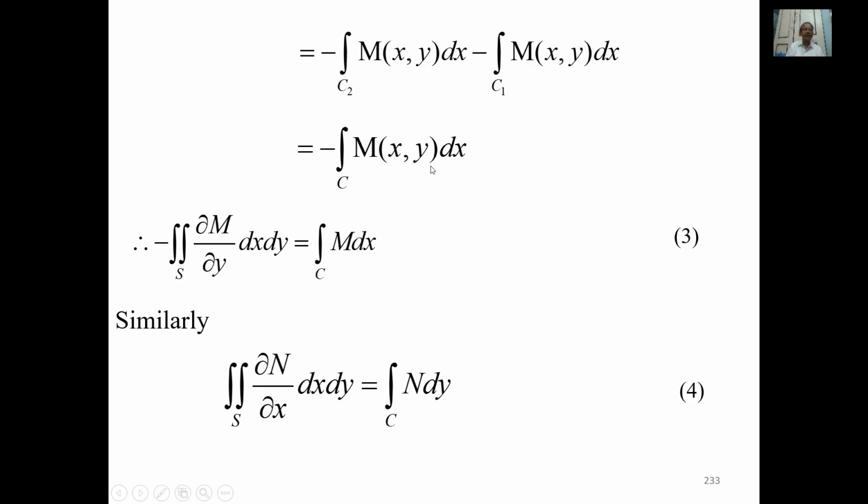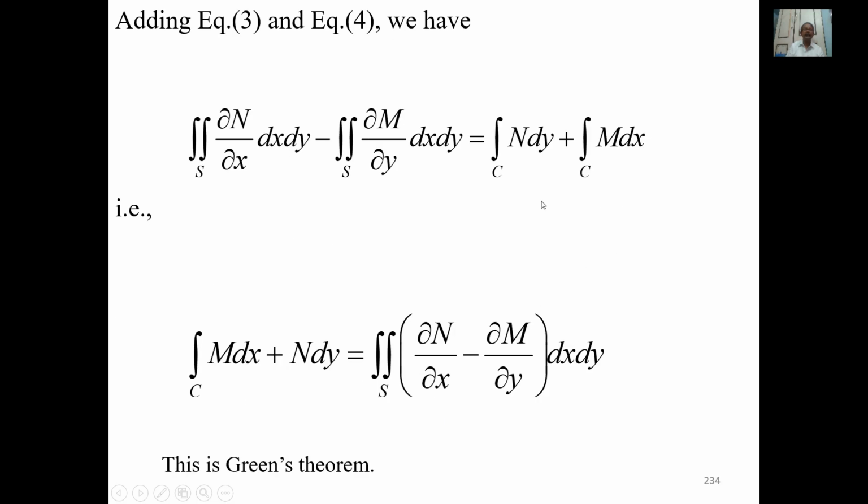So the left hand side is the double integral of dM by dy dx dy, which is equal to the integral of M dx, with a minus sign. Similarly, for the other term we can obtain the double integral of dN by dx dx dy, which is equal to the single integral of N dy. Now adding 3 and 4, just add 3 and 4, completely gives us this equation.